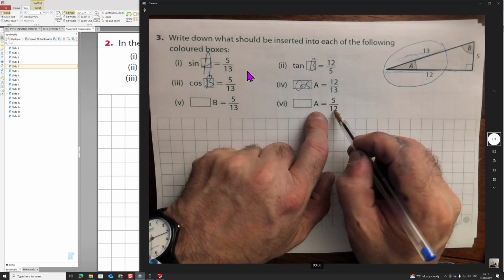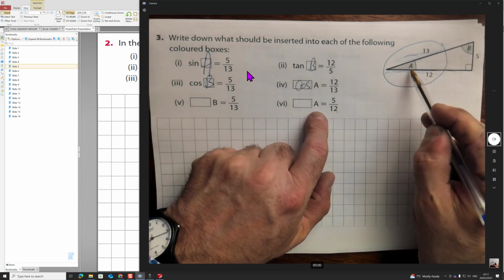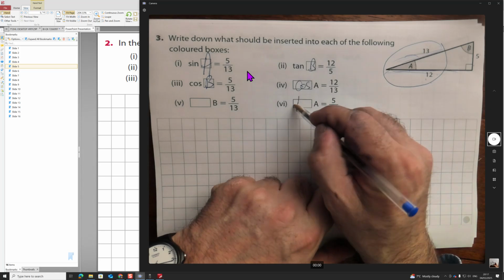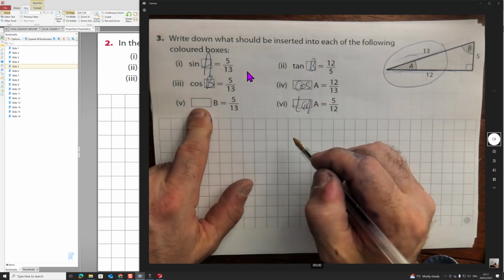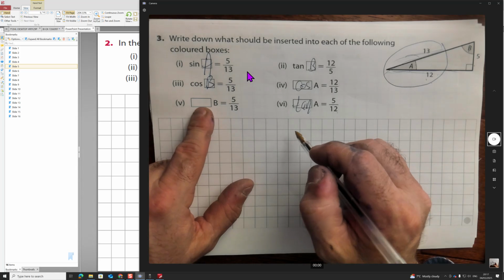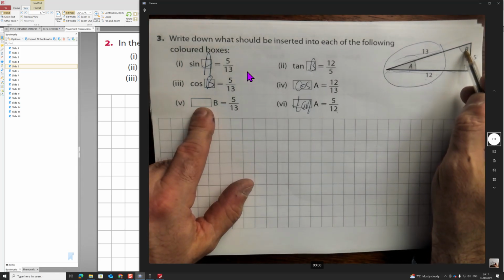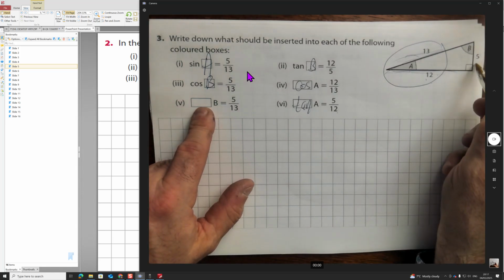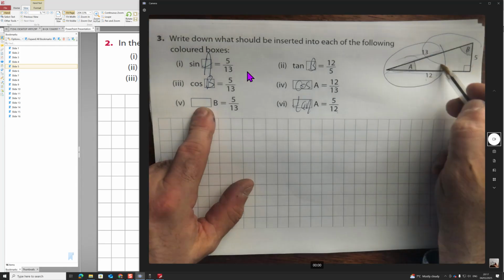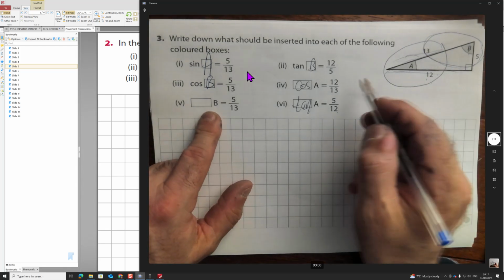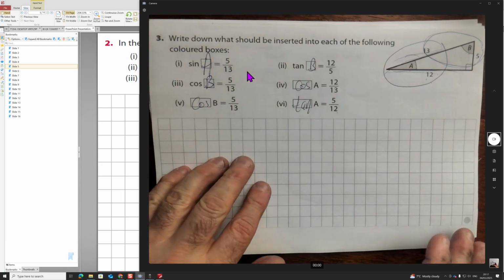Okay, now 5, 12, and A. That's tan. Okay, and we're over here now, looking at the B one here, and we're going, hold on now, there's B. What trig function will put 5 over 13 for B? Well, there you go, it's cos, because they're all circled together there. That's cos as well.